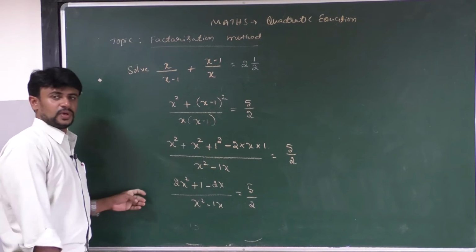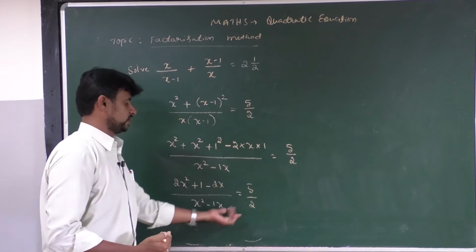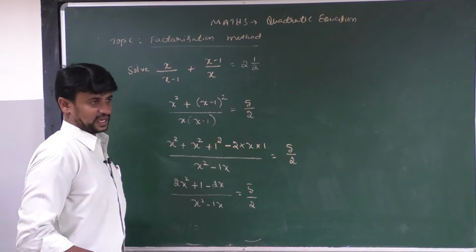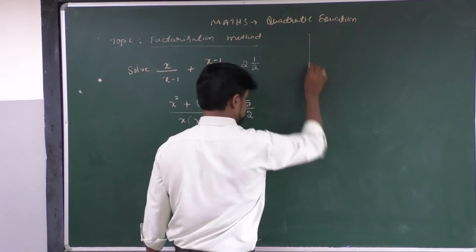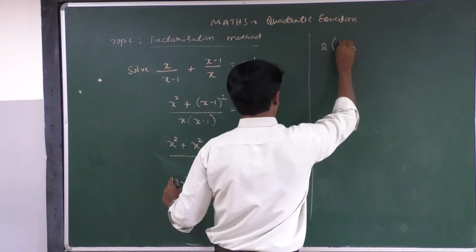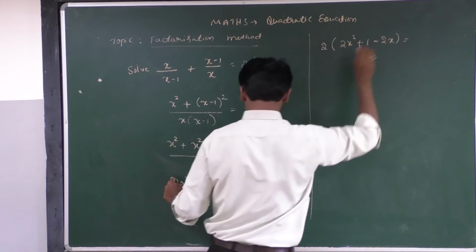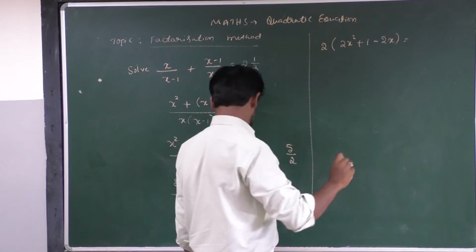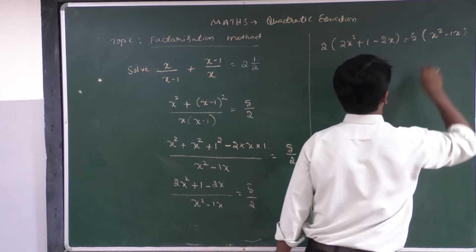What can we do in the next step? Here also we can do the cross multiplication. If you do the cross multiplication, then the numerator goes to the right side, the 2 goes to the left side, and x minus 1 goes to the right side. You just have to do the cross multiplication like this. Then 2 goes to the left side, numerator 2 into 2x square plus 1 minus 2x is equal to x square minus 1 goes to the right side of the numerator, then it becomes 5 into x square minus 1x.